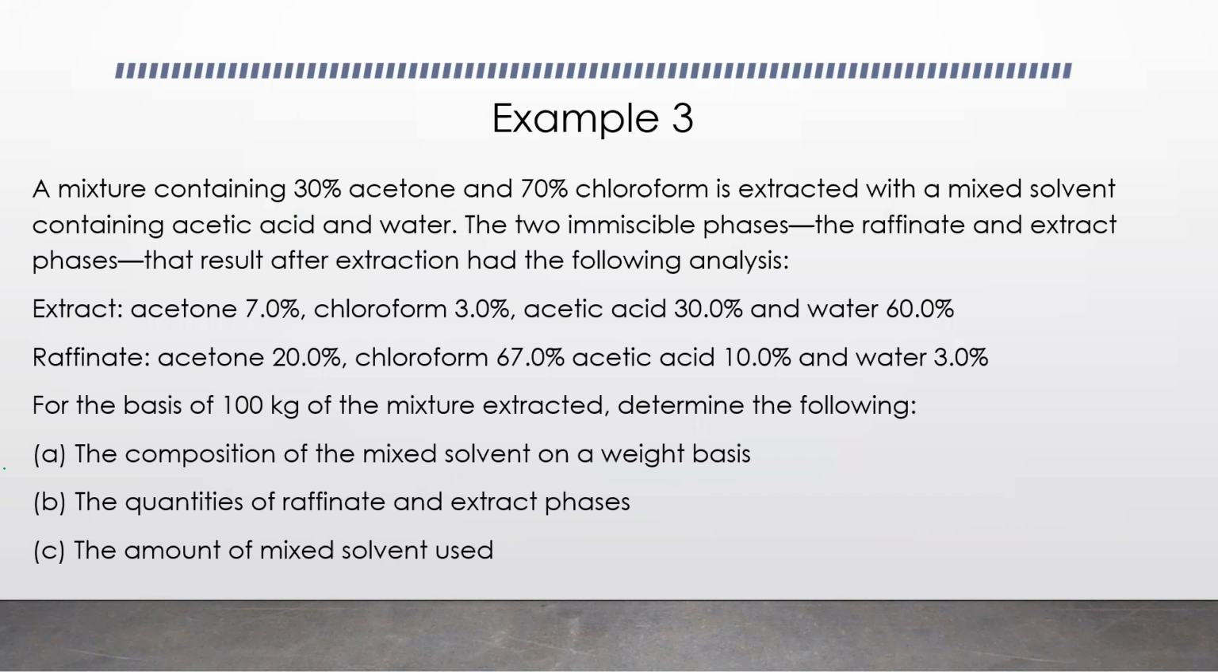So once we have understood the extraction unit, it has to be done the same way as we did absorption. Let's go ahead with example number 3. A mixture containing 70% chloroform and 30% acetone is extracted with a mixed solvent containing acetic acid and water. Let's call acetone A, chloroform B, acetic acid S1, and water S2. The two immiscible phases, the raffinate phase and the extract phase, have the following compositions. The basis is 100 kg of mixture to be extracted, and you have to determine the following.